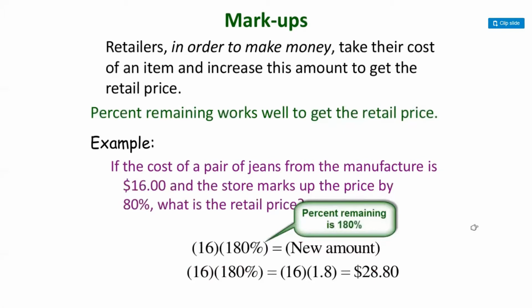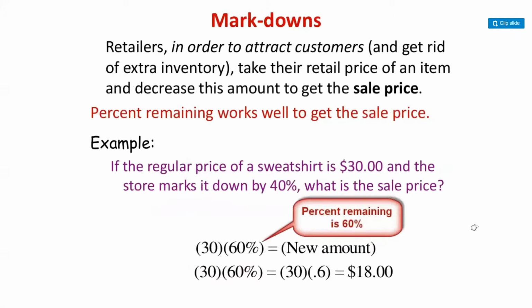Now let's do an example of a markdown. Retailers, in order to attract customers and get rid of extra inventory, take their retail price of an item and decrease it to get a sale price. Percent remaining works well here also. In our example here now, we have the regular price, the retail price of a sweatshirt is $30, and the store marks it down by 40%. What is the sale price?